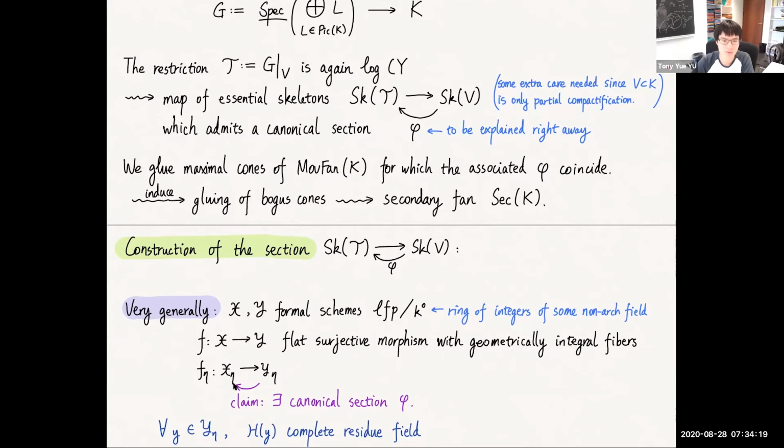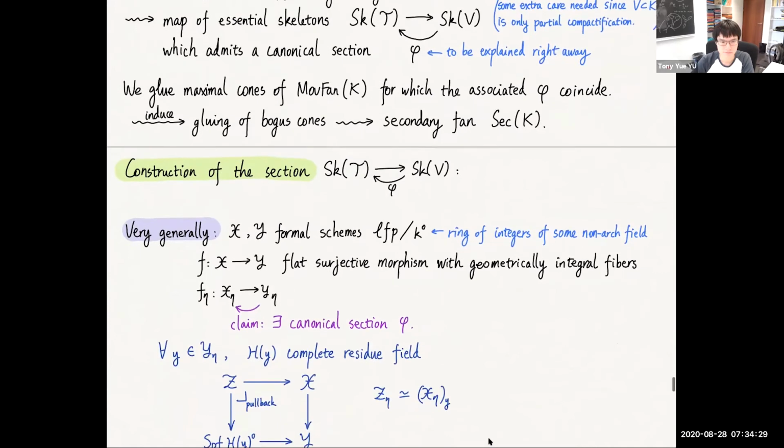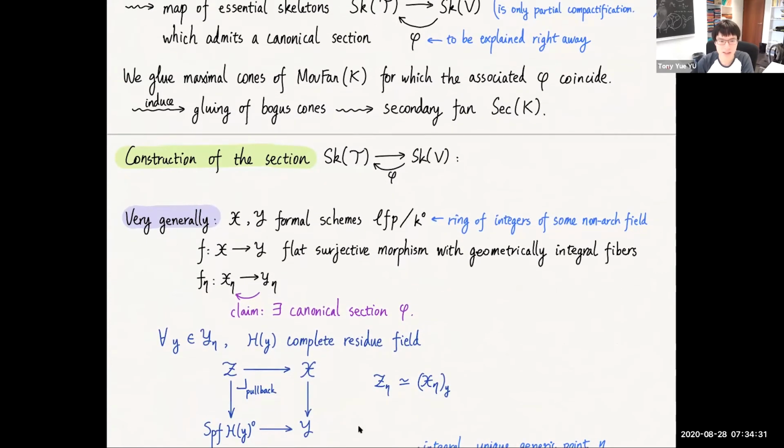We want to construct a point in curly X eta. So let's consider the complete residue field Hy. And we have curly X over curly Y, and we consider the formal spectrum of the ring of integers of Hy mapping to curly Y. And we take a pullback, which we denote by curly Z. By construction, the generic fiber of Z is just the fiber over y of the generic fiber of X.